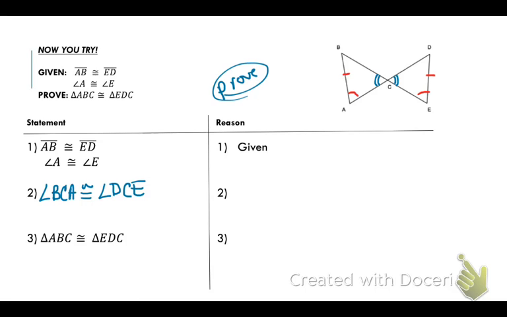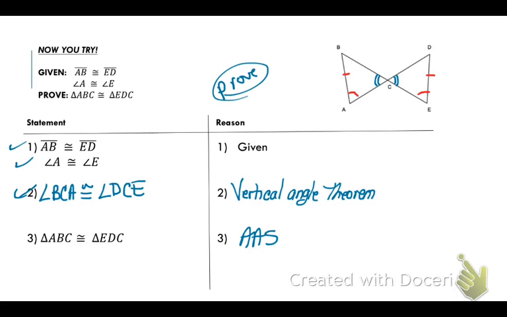Let's say that angle BCA is congruent to angle DCE because of the vertical angle theorem. And then let's go back and check. I have two sets of angles that are congruent, and a set of non-included sides. Therefore, triangle ABC is congruent to triangle EDC because of angle, angle, side.